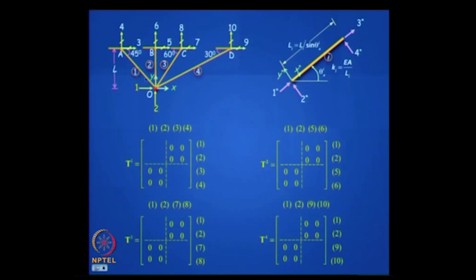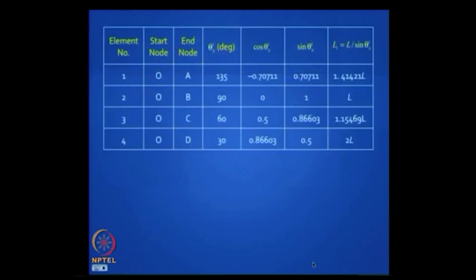For element 1, 1 2 3 4 are the connecting start and end nodes, right. 1 2 3 4 1 2 3 4. For element 2 we have already finished. For element 3 it is 1 2 7 8, 1 2 7 8 which match with the local coordinates 1 2 3 4, and for element 4 it is 1 2 9 10. Does this make sense? Okay. Now you can do this neatly in a tabular fashion.